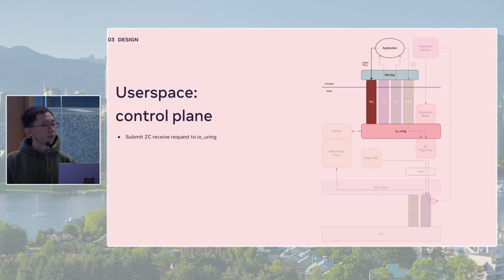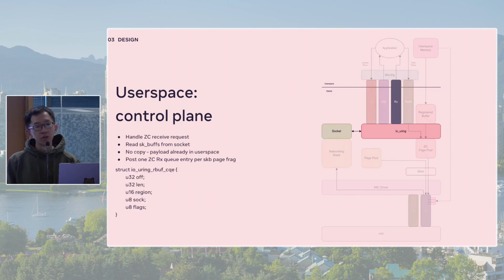Cool. So now, how do we actually get the data into user space? And this is the control plane that I was talking about. We use io_uring for this, and the first thing is we add a new request type to io_uring. It's called a zero copy receive request. So user space will prepare a submission queue entry and submit it into io_uring.